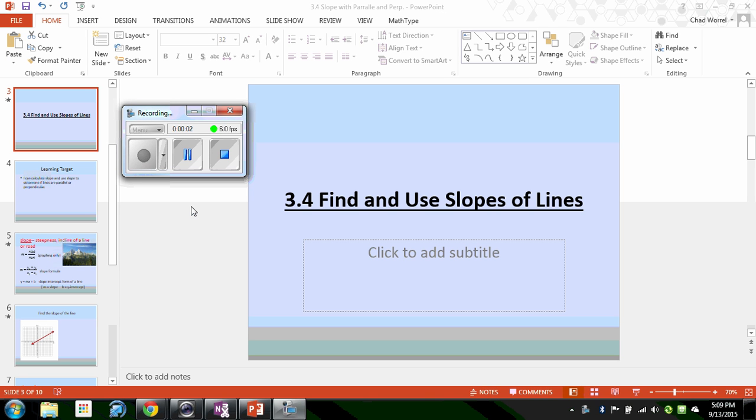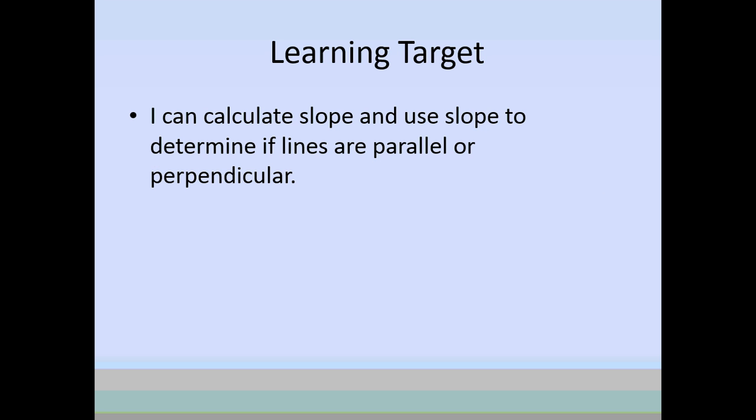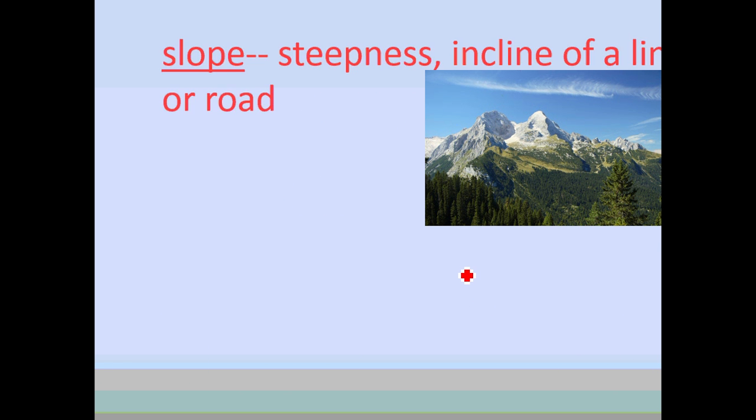In this section, we talk about finding and using the slope to help us determine if lines are parallel or if lines are perpendicular. So the learning target here: I can calculate slope and I can use slope to determine if lines are parallel or perpendicular. So what is slope again?